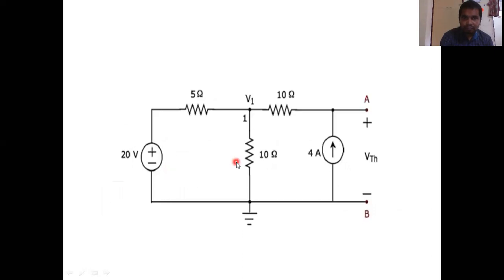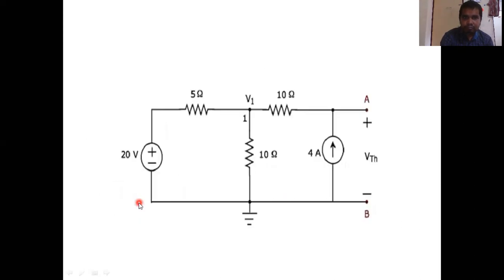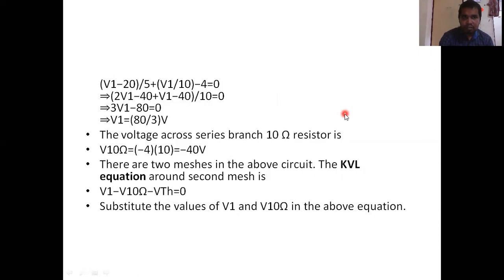See here, V1, the voltage here, and the voltage across this 10 ohm, then VTH. If I mark the direction like this, V1 will be positive. This voltage is negative, entering plus, leaving minus, so negative, and this voltage also negative, entering plus, leaving minus. The direction is like this, if I am marking the direction of this loop like this.